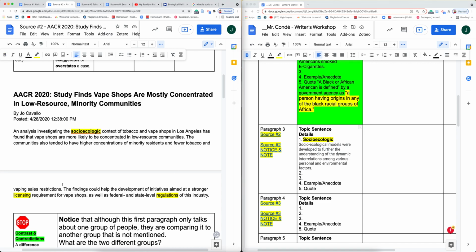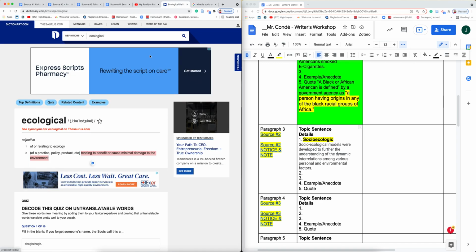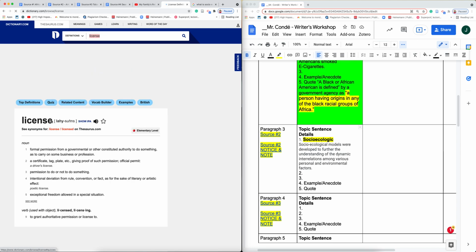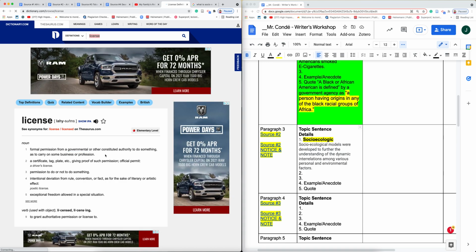The next one is licensing. If you don't know what licensing is, please go to dictionary.com and look it up. It means a formal permission from a government or other constituted authority to do something. So a driver's license is a form of licensing. The county or the state allows you to drive in the state.